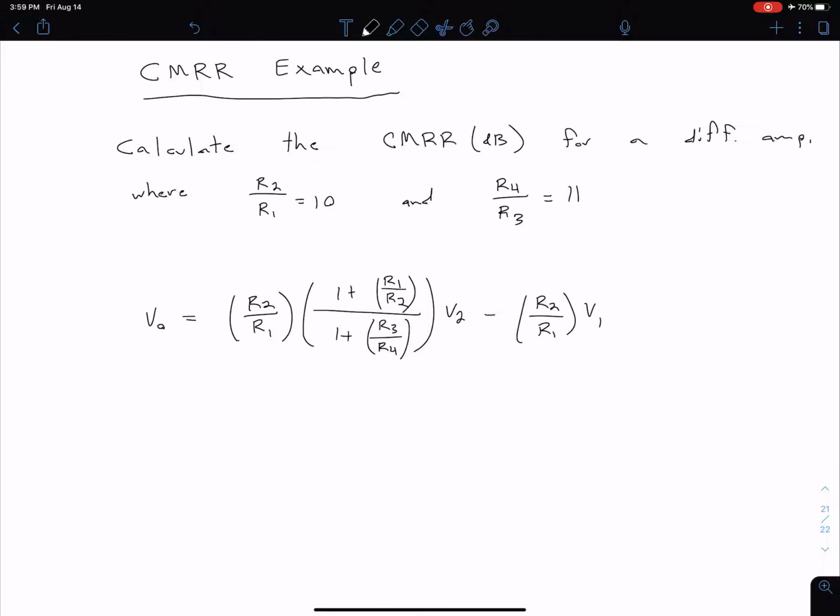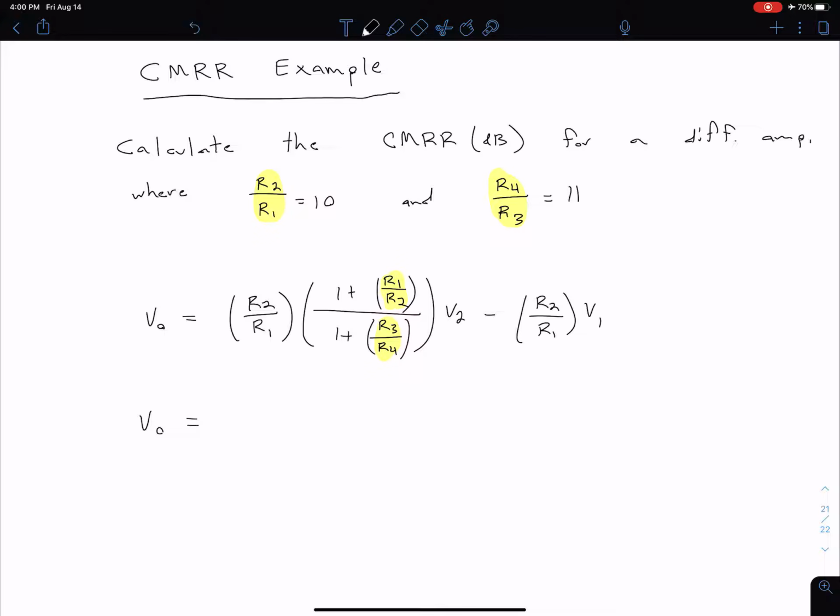So what we can do now is substitute in these values, and we just need to note that in our equation we have R1 over R2, which is just the inverse of R2 over R1. Same thing in the bottom, we have the inverse. So instead of putting 10, we'll put 1 over 10, and in the denominator for R3 over R4, that's going to be equal to 1 over 11. So we're just going to plug in our values.